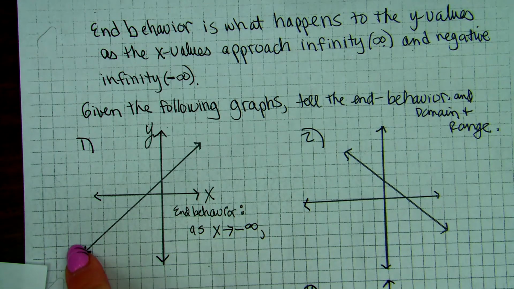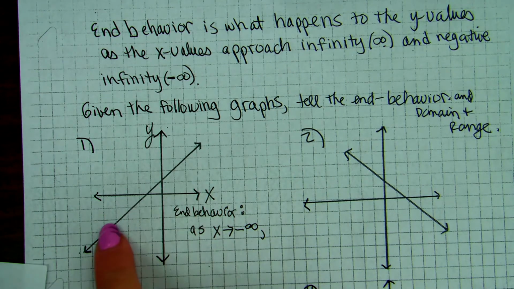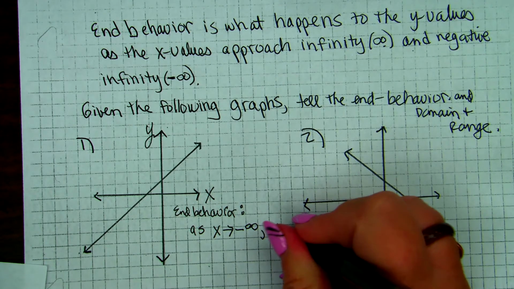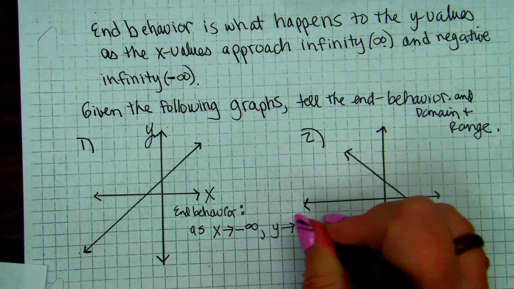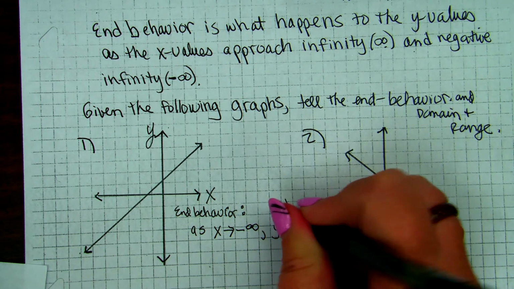What's happening to y? Is y going up or down as we're going along this line? Y approaches negative infinity. The arrow means approaches.